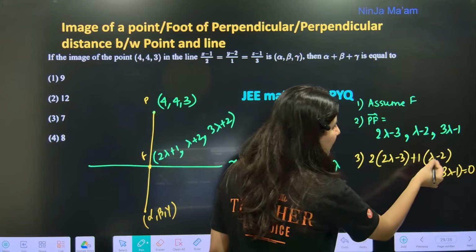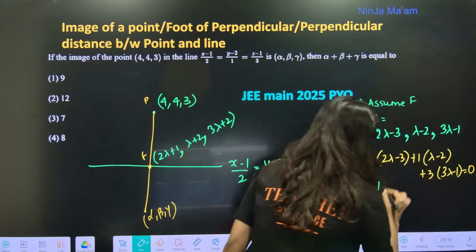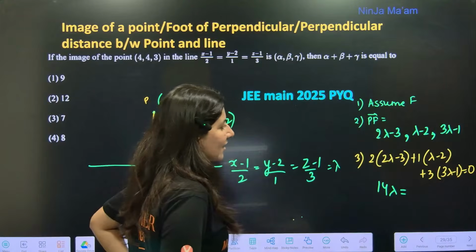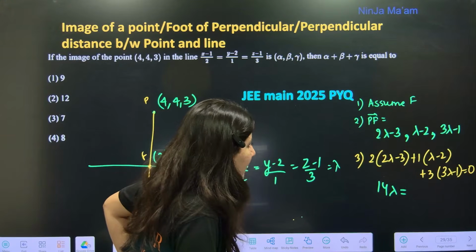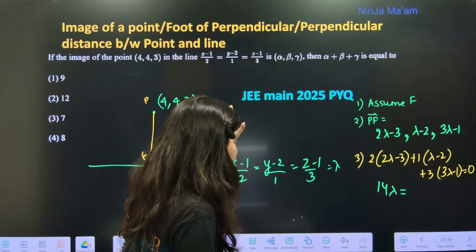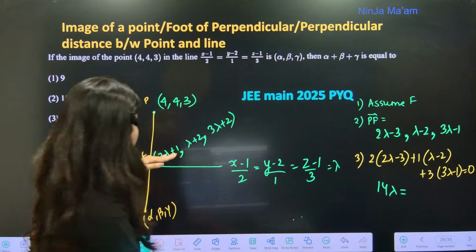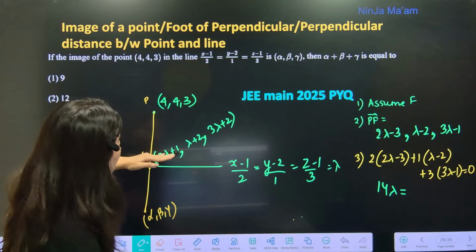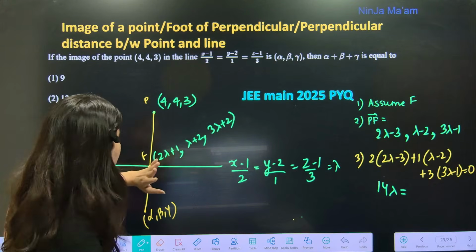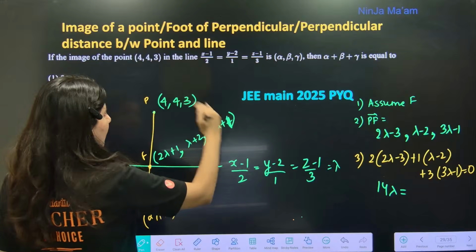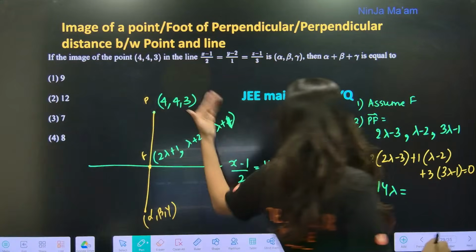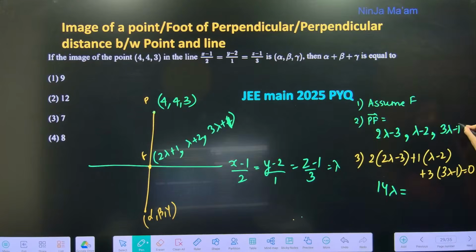4 lambda plus 5 lambda... 14 lambda is equal to what? 8 plus 3, 9, 9 plus 1, 10, 10 plus 4, 14. Correct. And this is, hold on, 2 lambda plus 1, and then lambda plus 2, and 3 lambda plus 2. That's the mistake. Now 2 lambda minus 3, lambda minus 2, and 3 lambda minus 2. Correct. So this is minus 2, so minus 6, minus 14. So lambda is coming out as 1.